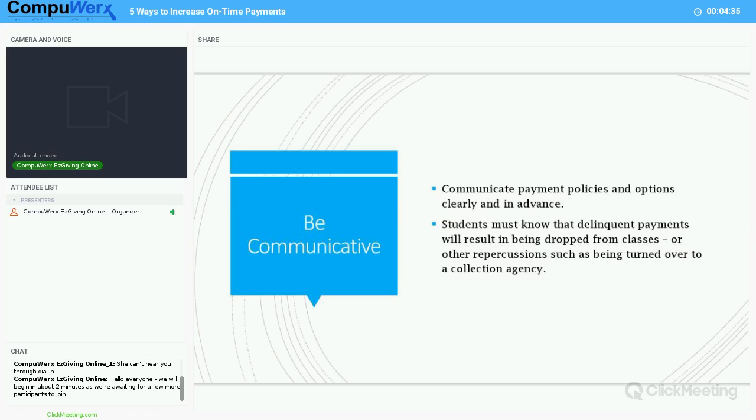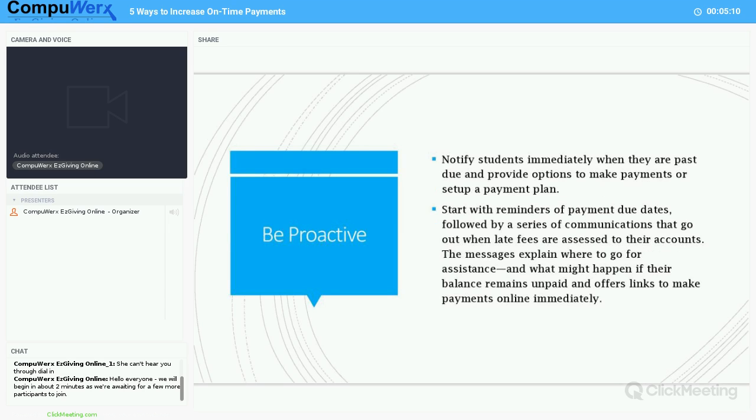Being communicative is also critical to on-time payments and reducing delinquencies. In advance, when the student registers with the schools, it's important to communicate what the payment policies are and options for payments before it becomes a problem. Students should know what the policies are. For example, if delinquent payments will result in being dropped from classes or other repercussions, such as being turned over to a collection agency, it's important to advise them in advance so that they're aware what can happen within what timeframes once they're enrolled and if they fall behind on their tuition or fees.